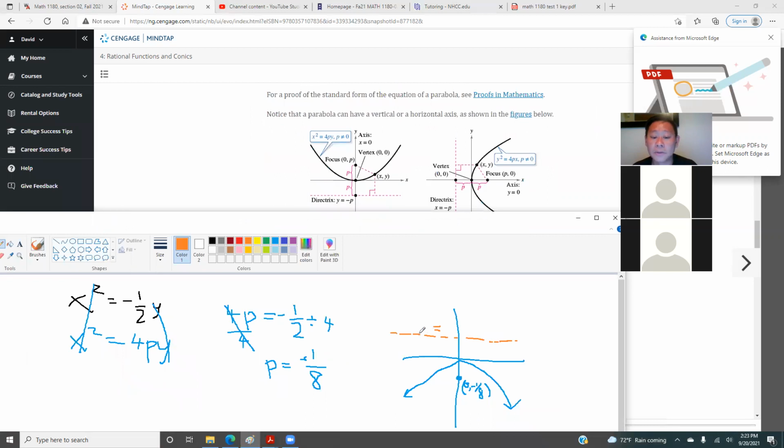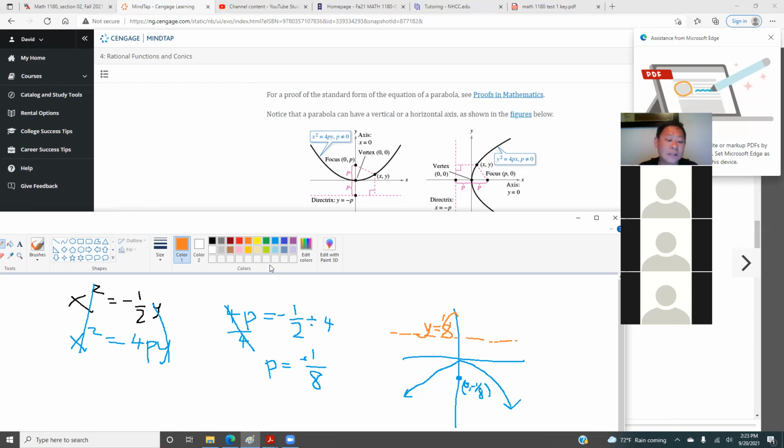X or y equals 2? Y? Yes, y equals 2. Now, because this is on the positive side, you just need to change the sign of your p. So this negative will become positive. So your directrix will be y equals 1/8.